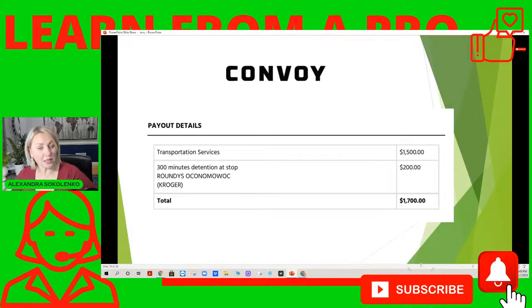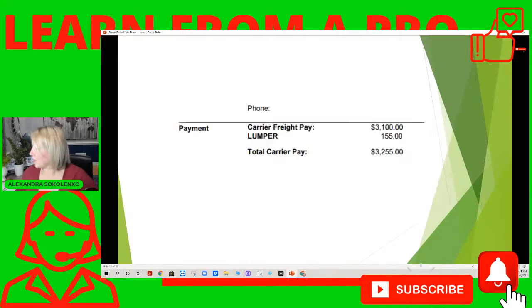So 200 divided by what? By 6 hours, right? So I think it's what, $45 an hour or something like this. So this is again a revised rate confirmation due to unloading at the receiver. So this was the receiver. A common Kroger is a receiver. Let's see what else we have.